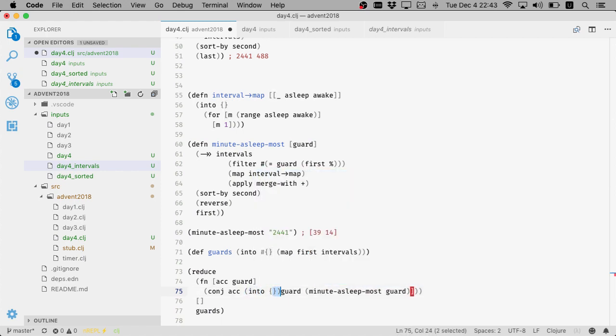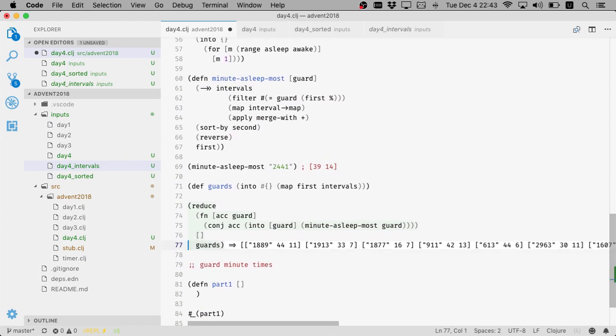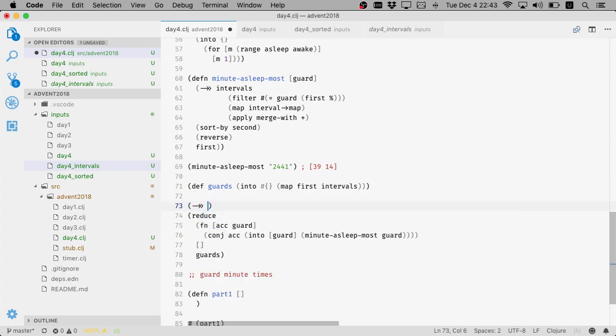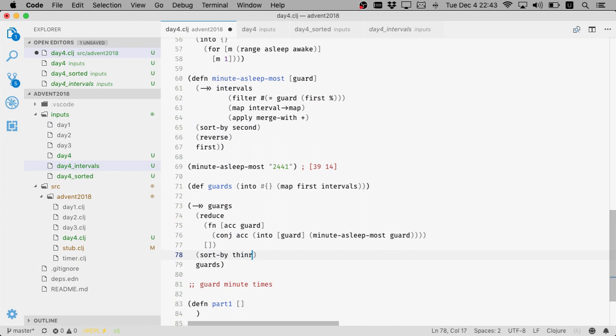Let's do this because I want plain list here. So basically, it's a guard ID, the minute he is asleep most, and the amount of times he's asleep at that moment, right? So basically what we need to do with this now is we need to sort it by %2.